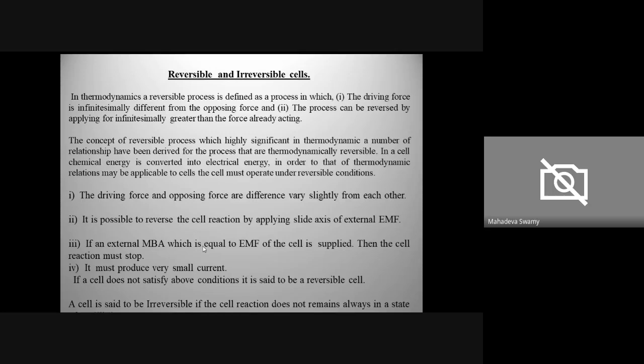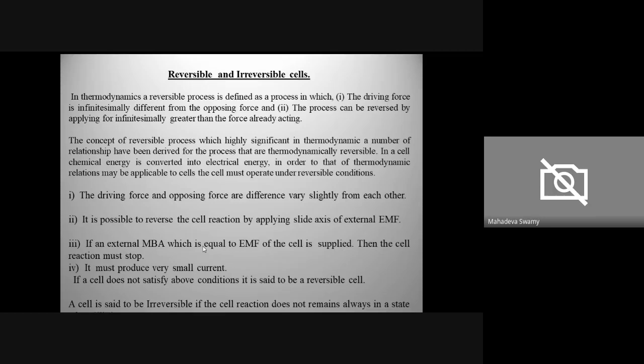Next, the third case: if an external EMF equal to the EMF of the cell is supplied, then the cell reaction must stop. Why? Because both are the same and equilibrium is established. There is no movement of electrons from one side to the other, so the cell reaction completely stops. This is the meaning of the third condition.